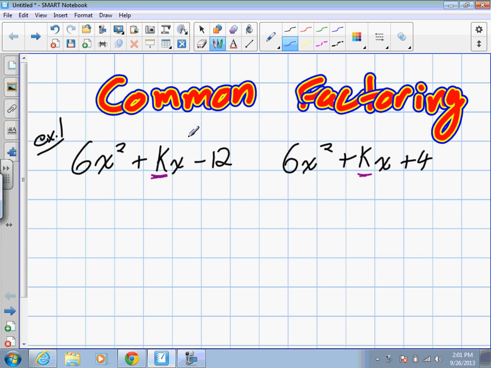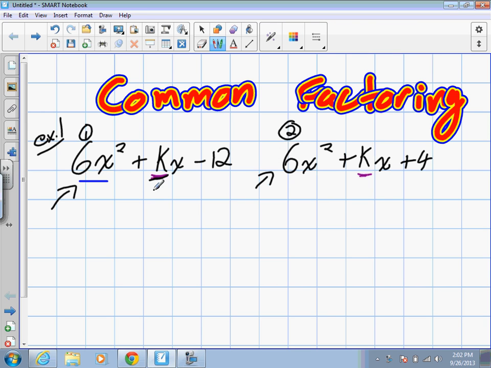So this is a common factoring question, and they're asking us for what values of k can we find a common factor in our first expression, but not in our second expression. So we're looking for numbers that would allow us to take a common variable out of the first expression, but that same k value would not allow us to take a common factor out of the second expression. Okay? So we'll go through this.